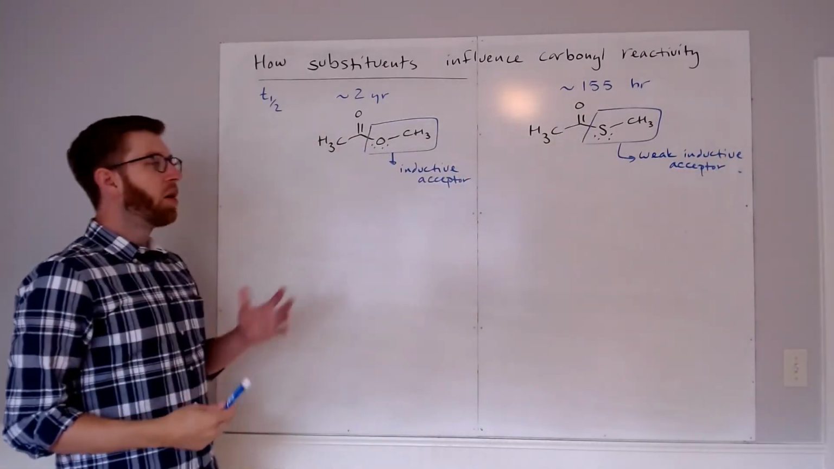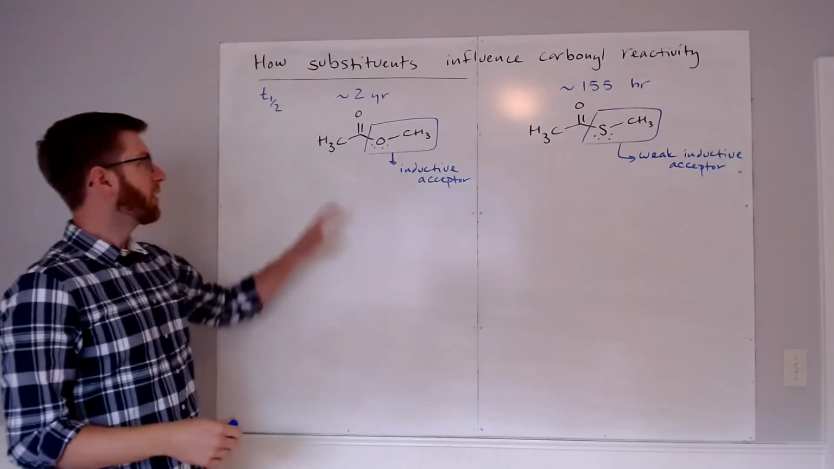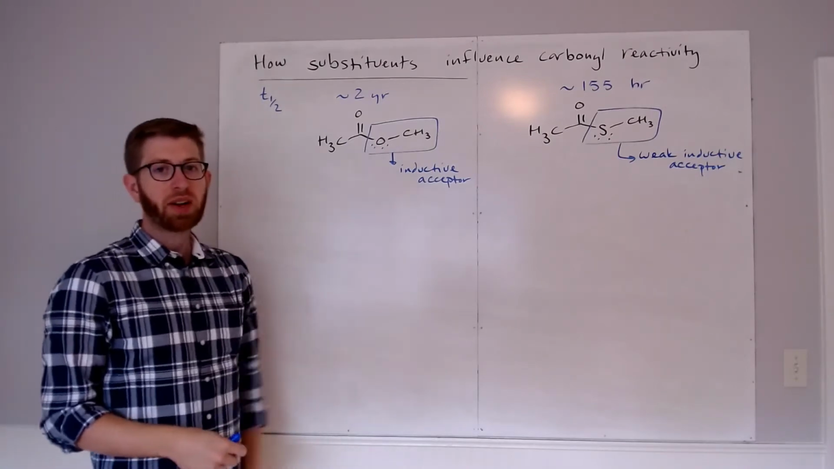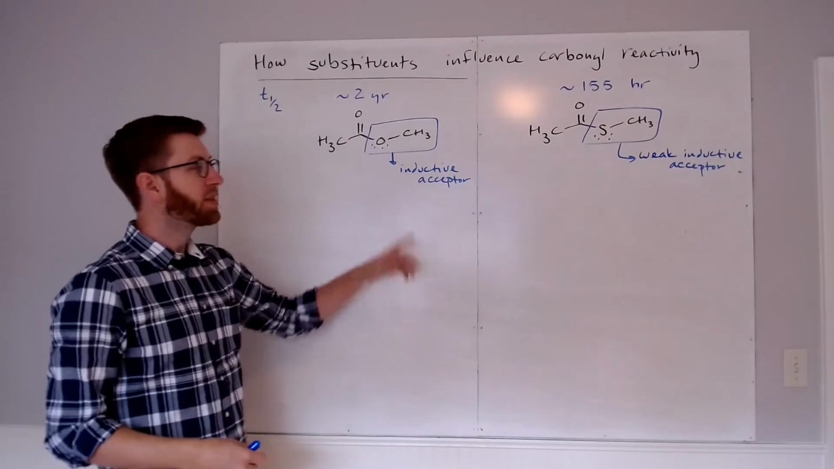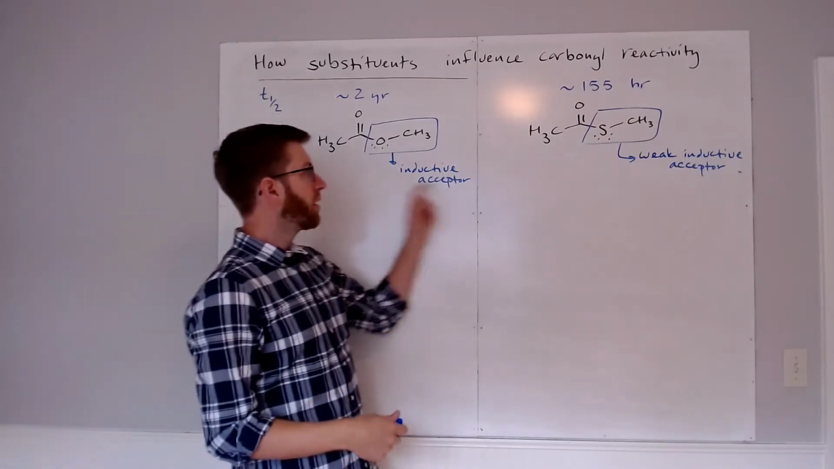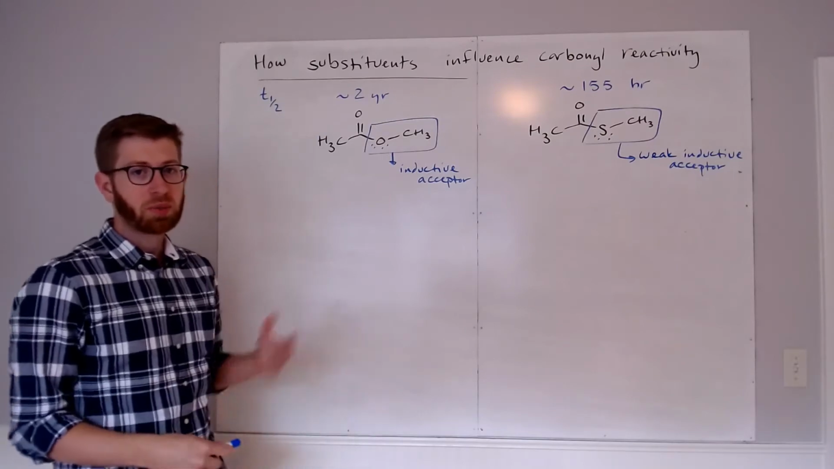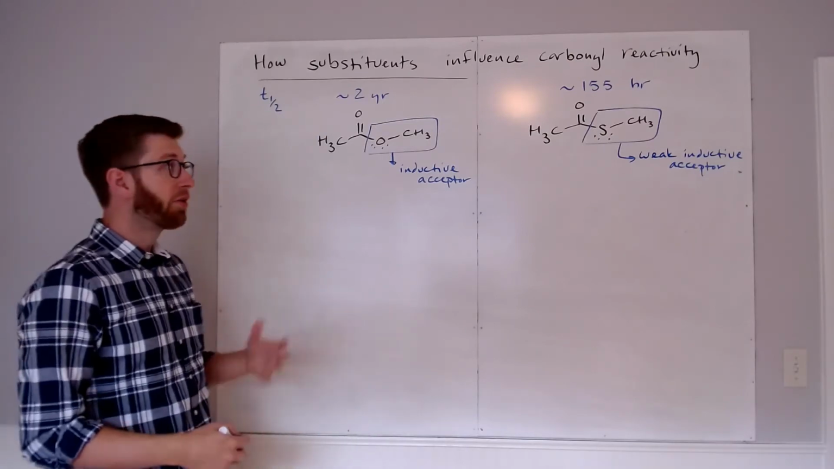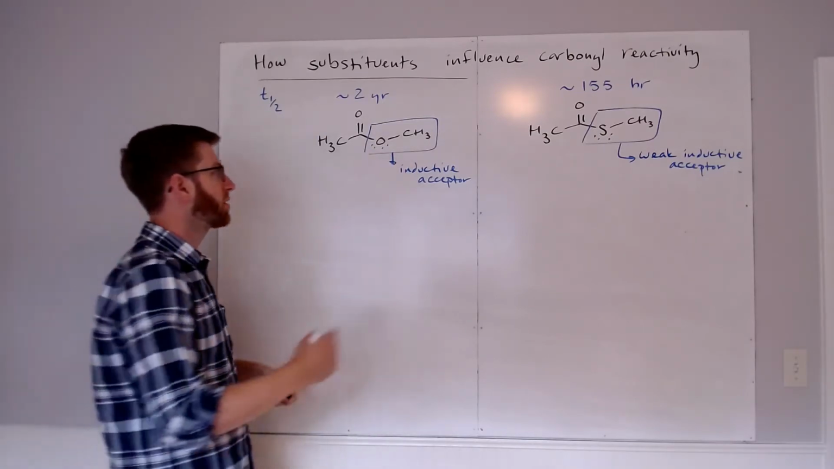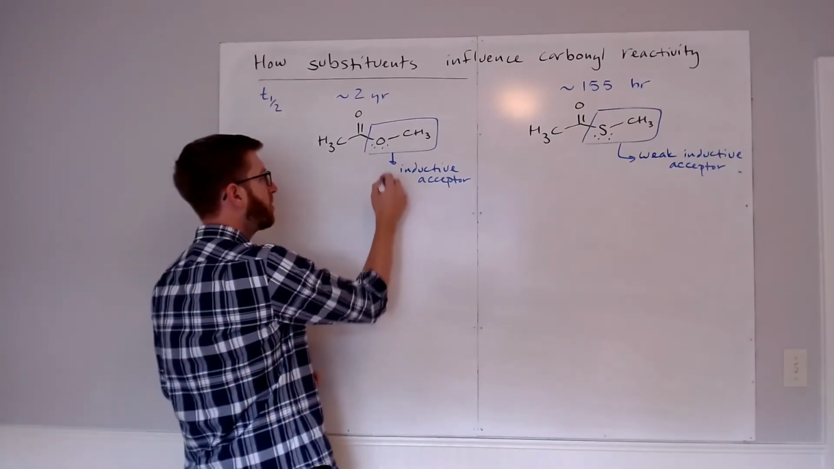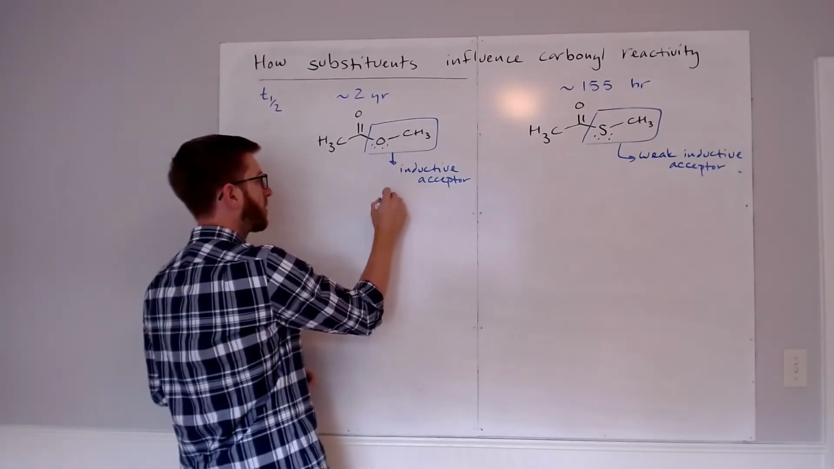Okay, so if that's all we had, then we would expect the ester to be more electrophilic than the thioester, right? We're moving more electron density by induction here than we would be here. The data contradicts that. So we know that there must be something else other than induction that's different between these two structures. We also know that this oxygen is a resonance donor.